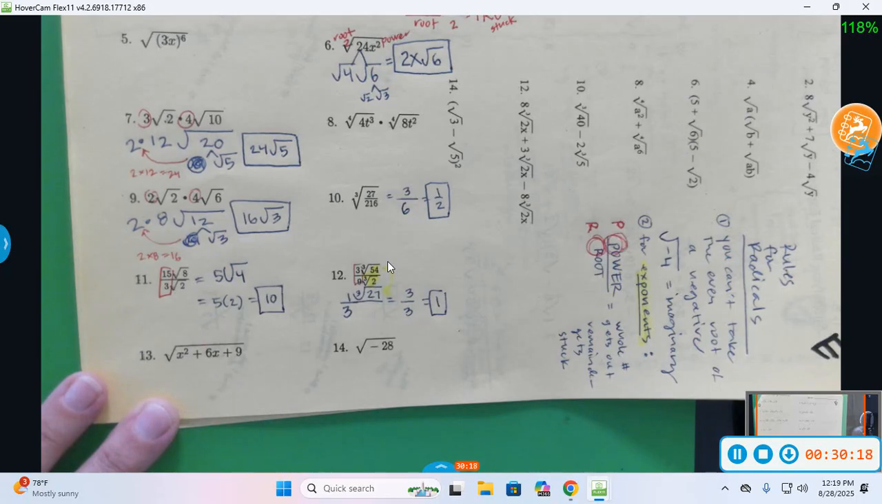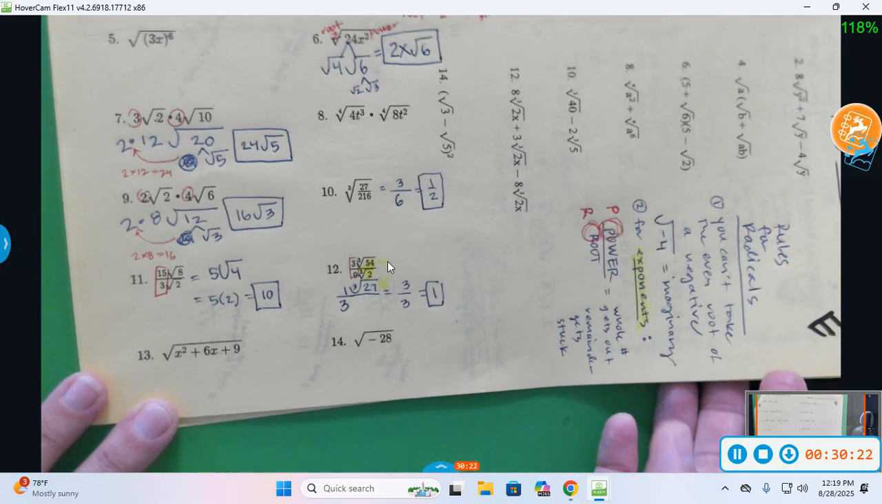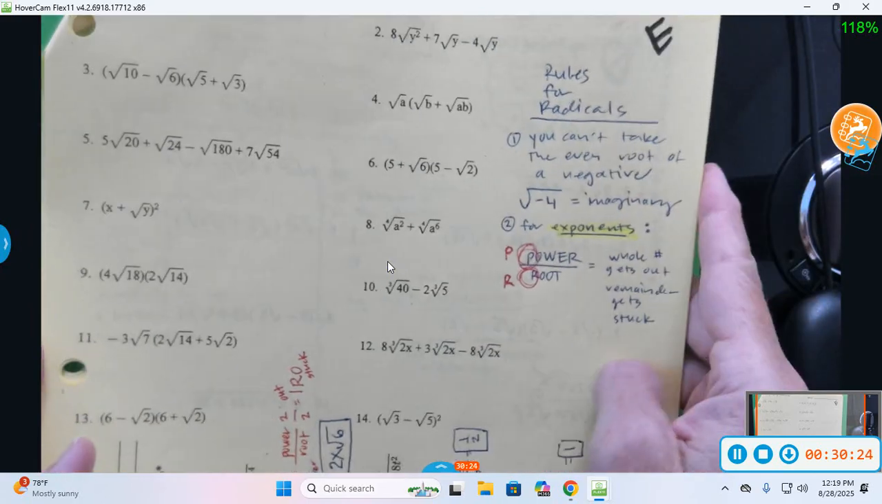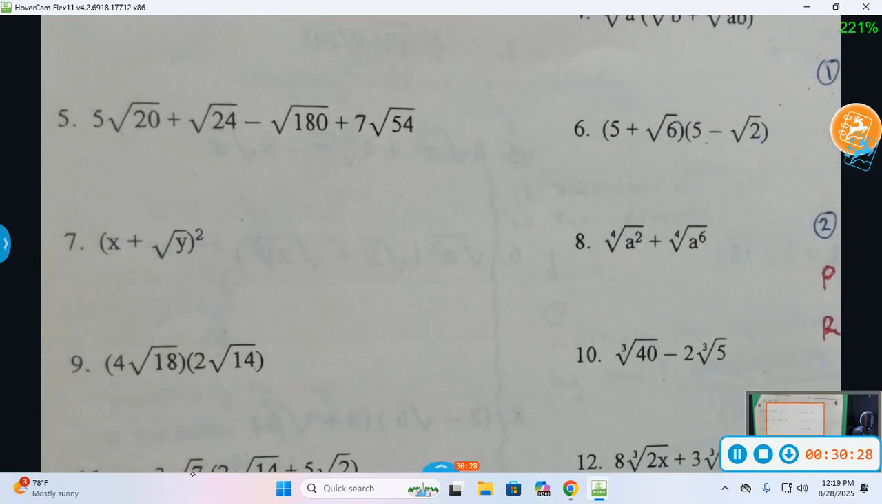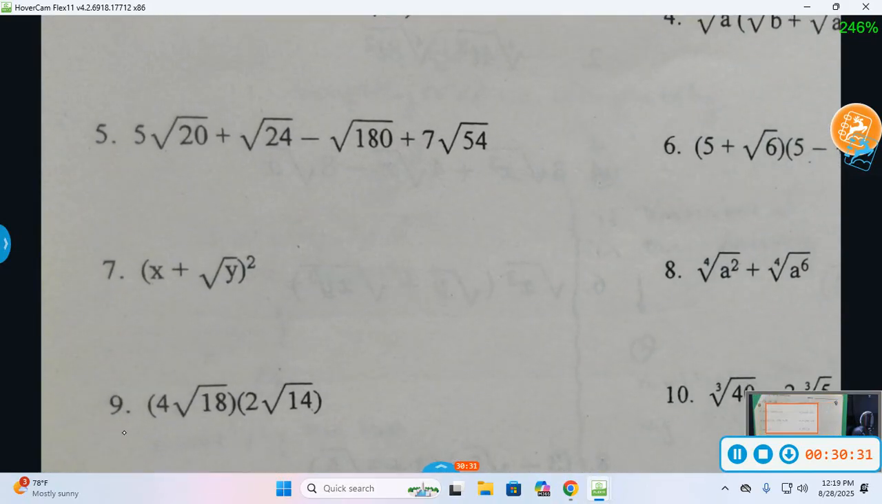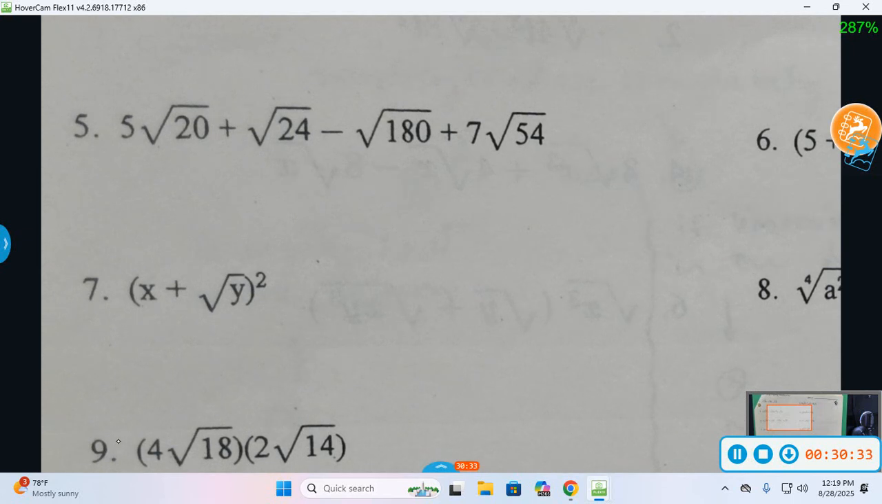So what operations have we not covered? Add and subtract. So let's do one of those. Let's turn your paper the opposite direction. Let's go to number 5 and do an addition and subtraction. And we're just going to do this one problem. All right, we're going to take this in little baby parts.